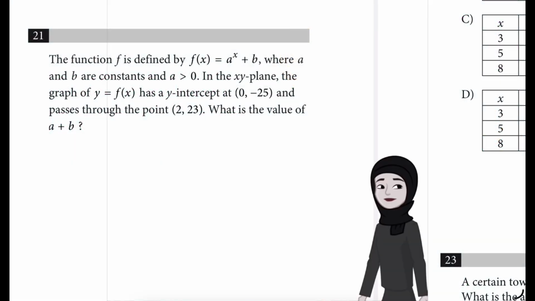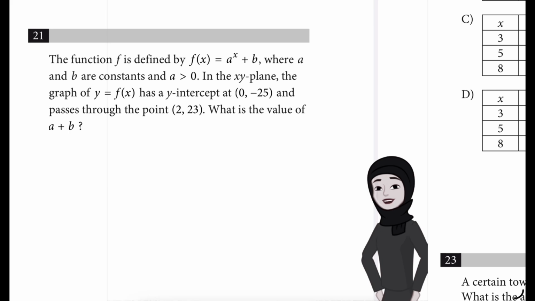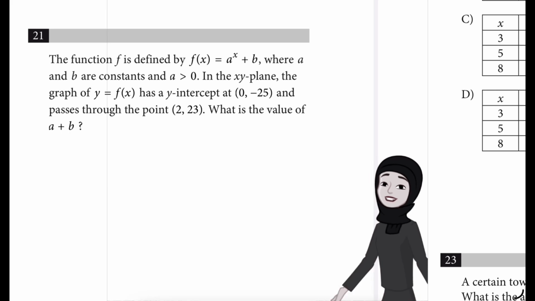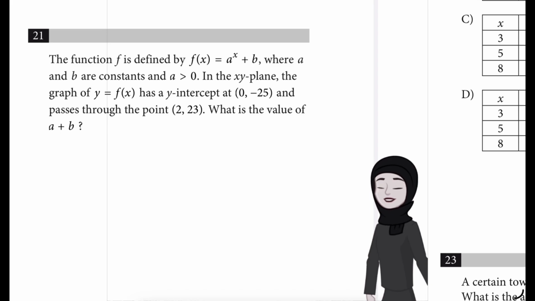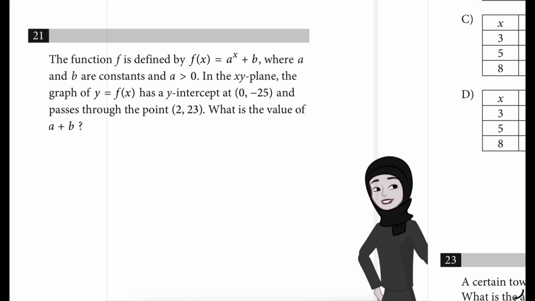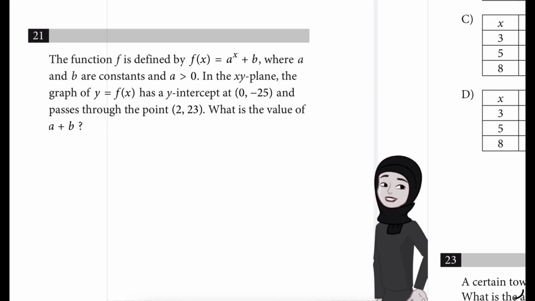Question number 21. The function f is defined by f of x is equal to a raised to the power of x plus b, where a and b are constants and a is greater than 0. In the xy plane, the graph of y is equal to f of x has a y-intercept at (0, -25) and passes through the point (2, 23). What is the value of a plus b?